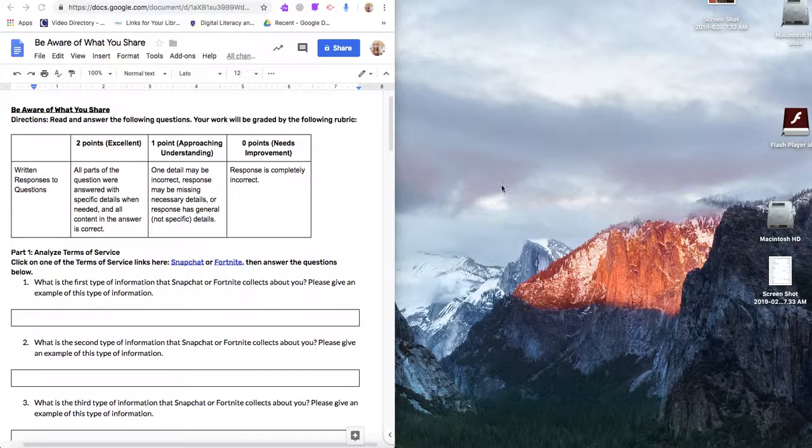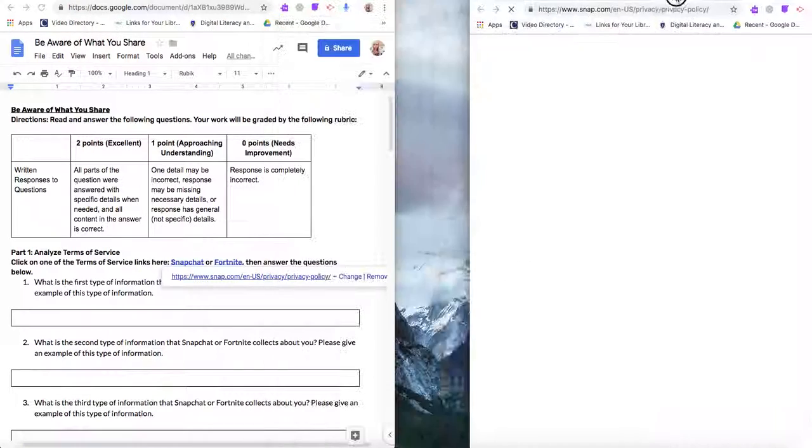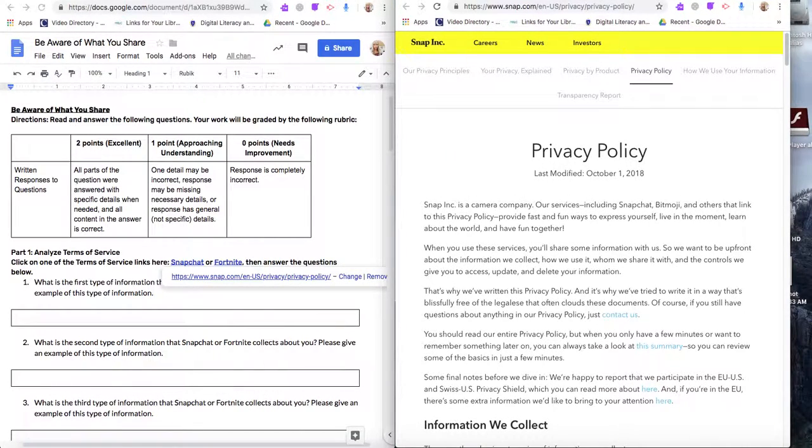So what we're going to do is a split screen, where we'll have the questions on one side and the pertinent information on the other. For part one, I'm just going to click on the Snapchat terms of service, and then move that over to the right-hand side.